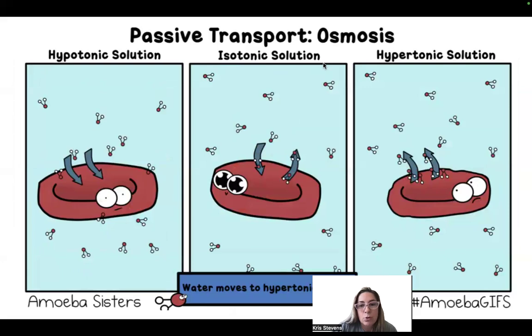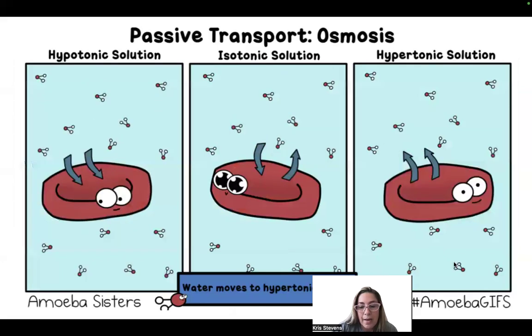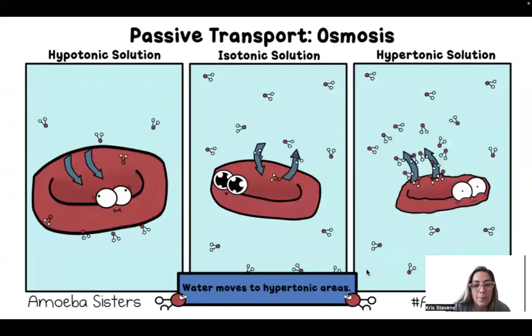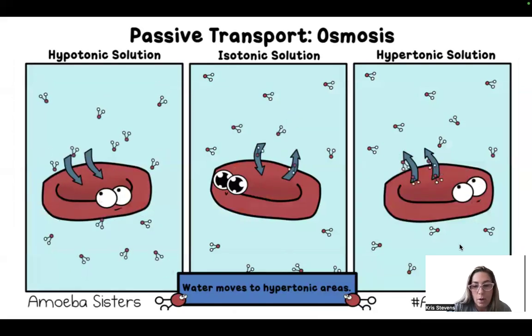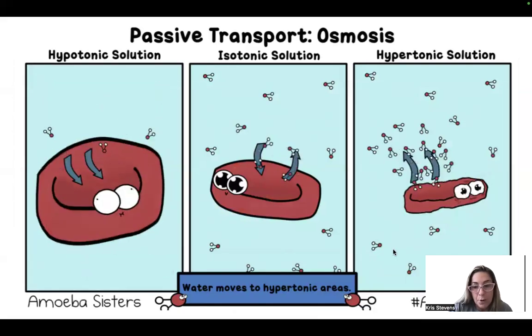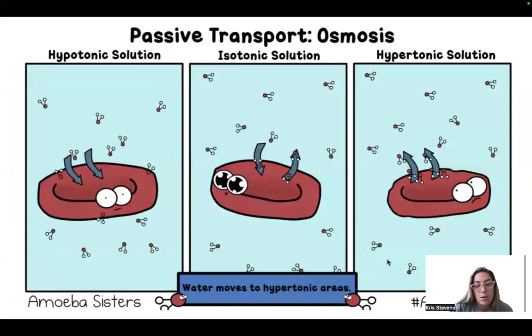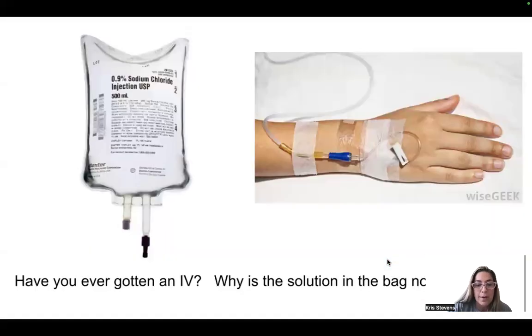Okay. Passive transport and osmosis, and this shows you what happens. Water moves to hypertonic areas, and I just went over why. You need to understand that, put a number with it. Okay, you can look at this a little longer on your own. Oh, have you ever gotten an IV? Here we go. 0.9% sodium chloride. Why is the solution in the bag not pure water? What would happen?